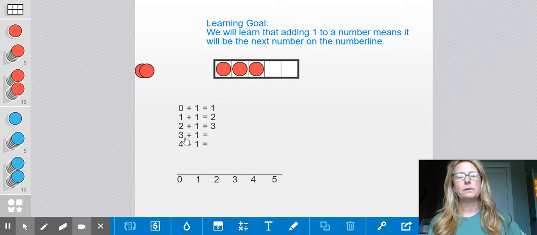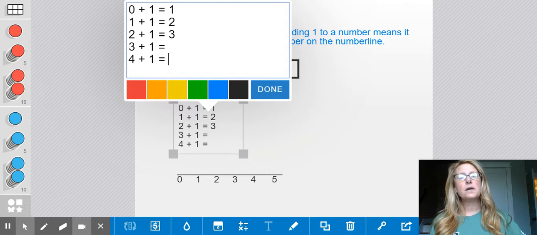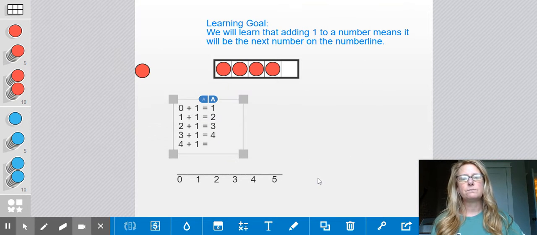Let's keep going. The next equation says 3 plus 1 equals. I start with 3. So I start with 3 in my counting. What's the number I say right after 3? Yes, it is 4. So now I have 4 counters because 3 plus 1 more equals 4. 4 is the number I say after 3.